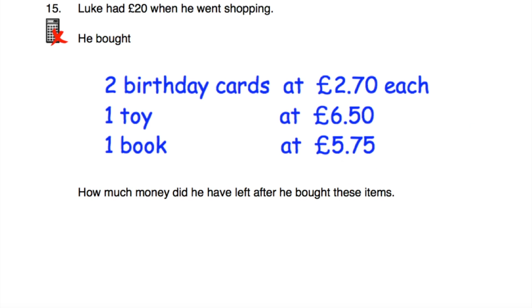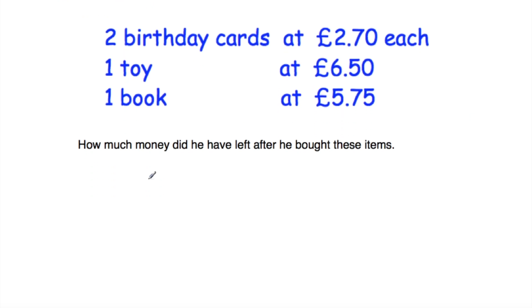Okay, so let's figure out the total cost of the items. So he bought 2 birthday cards at £2.70 each. Now, you could double this to be £5.40. If you double £2.70, that's £5.40.